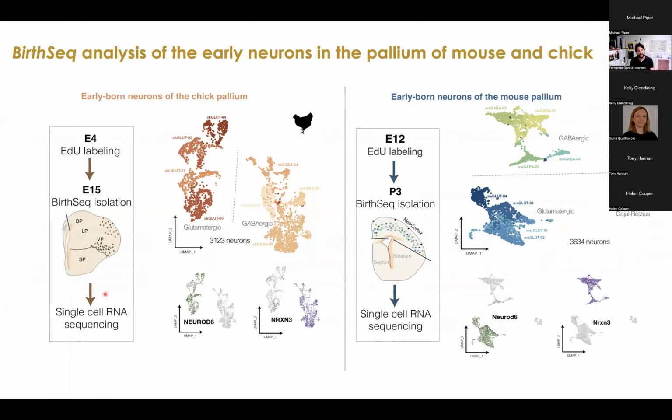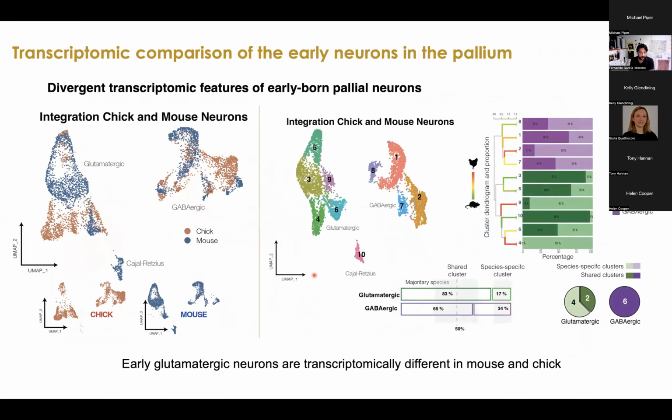We isolate the cells and perform single-cell RNA sequencing, E15 in the case of chick, or P3 in the case of mouse. These are the UMAPs. You may see here Cajal cells, which Julia was talking about earlier today. We have analyzed the different glutamatergic and GABAergic cells which are early born in the pallium of these two species to see whether they are comparable at the transcriptomic level or not. And you can guess, they are not.